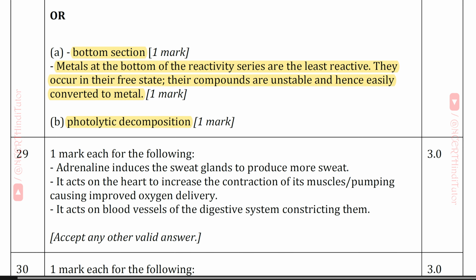Answer. Adrenaline induces the sweat glands to produce more sweat. It acts on the heart to increase the contraction of its muscle pumping, causing improved oxygen delivery. It acts on blood vessels of the digestive system, constricting them.